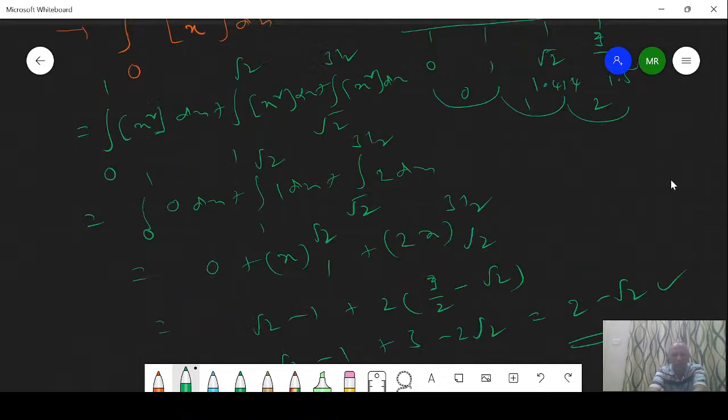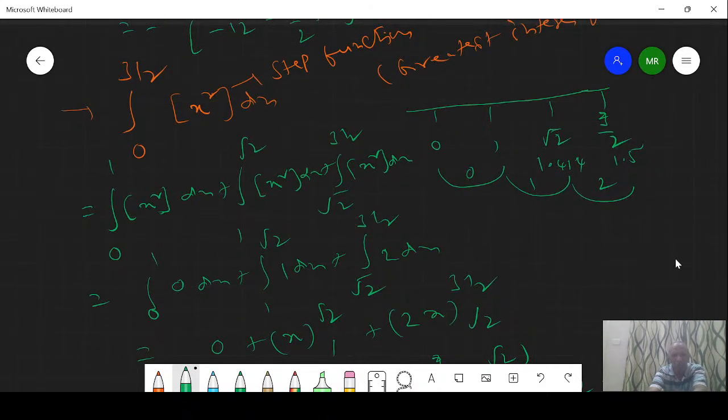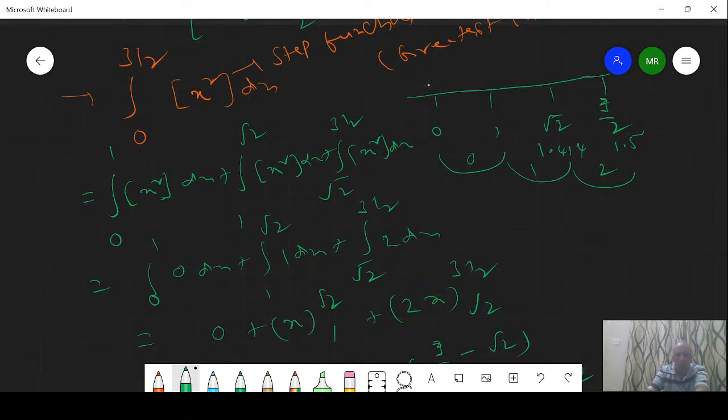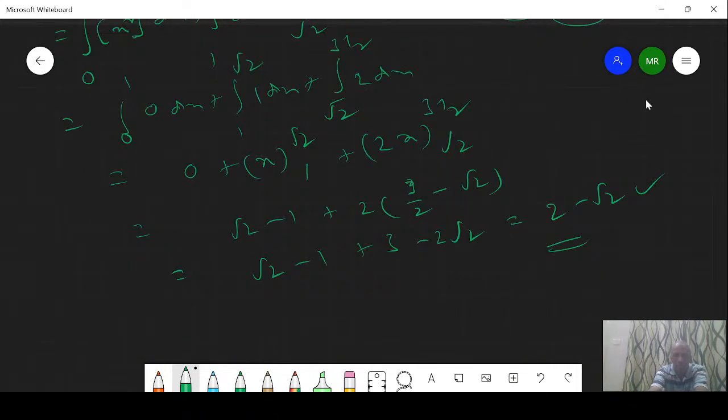Go through this. This is an important model. Just go through this step function. You should learn how to split this, then after that you can write. Try to learn this model, it is important.